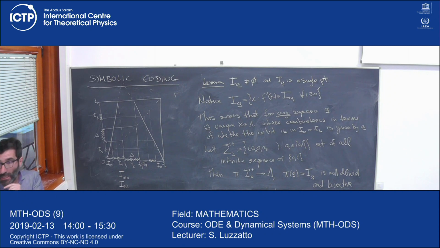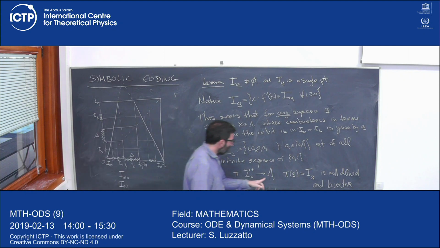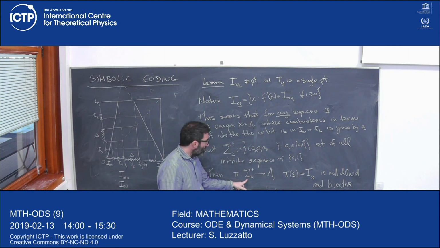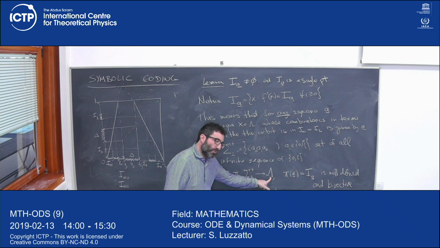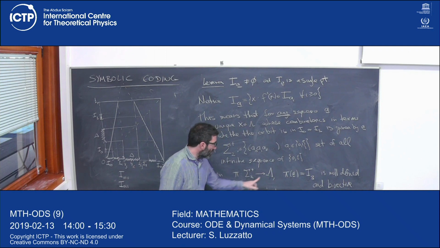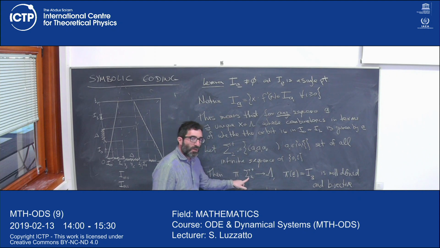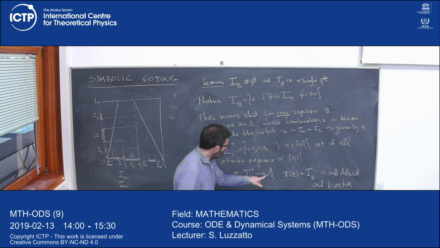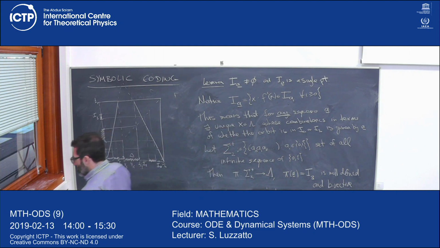And this is the key now of everything: we have a dynamics on lambda, and we would like to define also dynamics on sigma 2 plus that corresponds to the dynamics on lambda. We want to construct a conjugacy. We want this to be a conjugacy between the dynamics on the two sets. Okay?